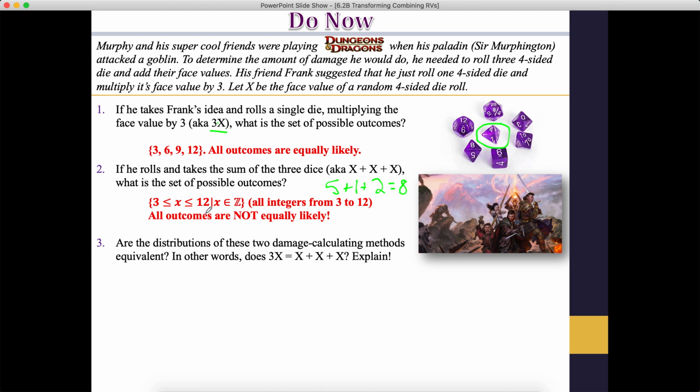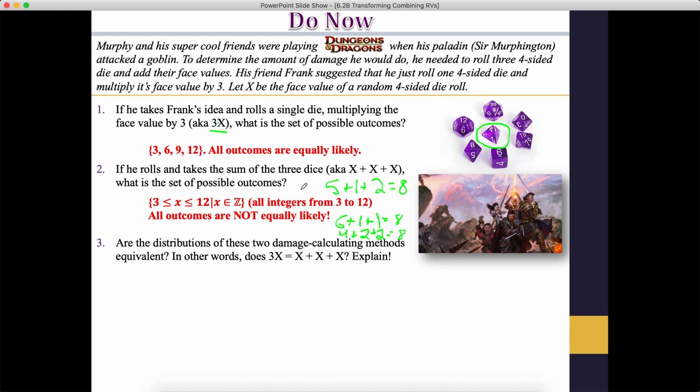And another important thing to acknowledge is that not all of our outcomes for x plus x plus x are equally likely. There's only one way to get a 3. You roll a 1 and a 1 and a 1. But if I want to find another way to roll an 8, for example, I could roll 6 plus 1 plus 1. I could roll 4 plus 2 plus 2. So just based on the raw sample space, we know that 8 is more likely than 3, and we can imagine how some of these outcomes would be more likely than others.